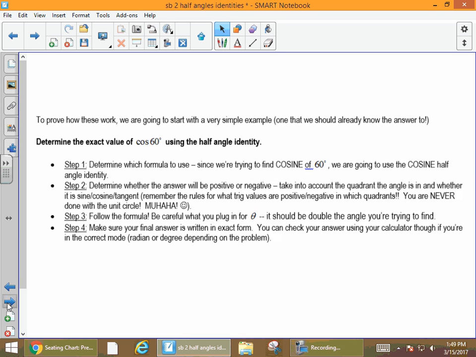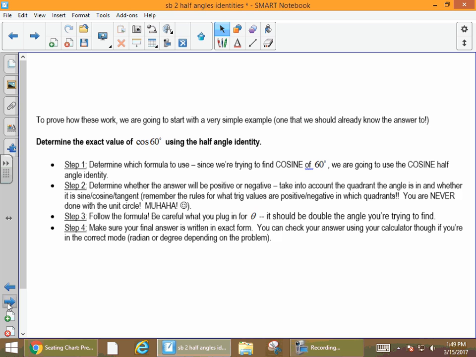And then the final thing is we want to make sure our answer is in exact form. So we want to make sure we don't have any radicals in the denominator, which we didn't talk about on Monday. But we're going to talk about fixing that, and then just simplifying it as far as you can.